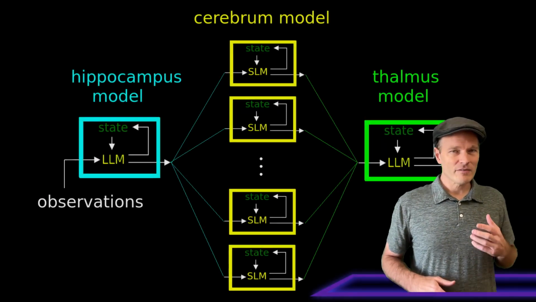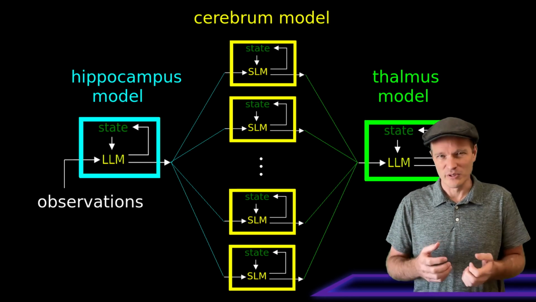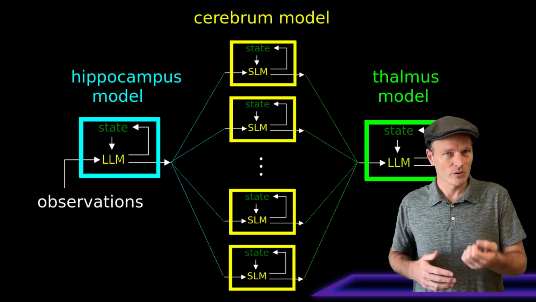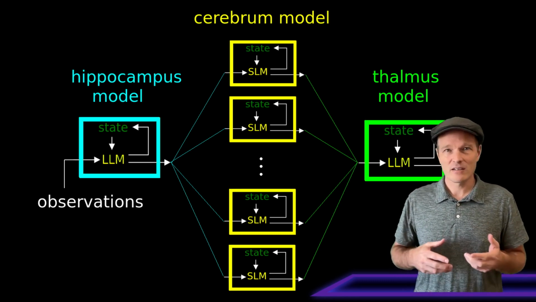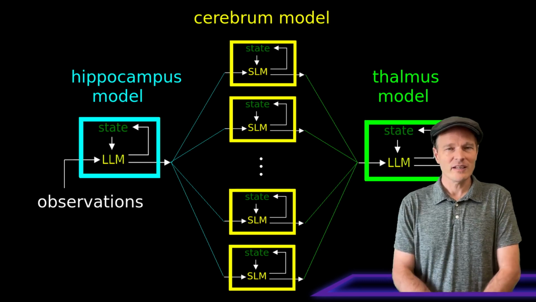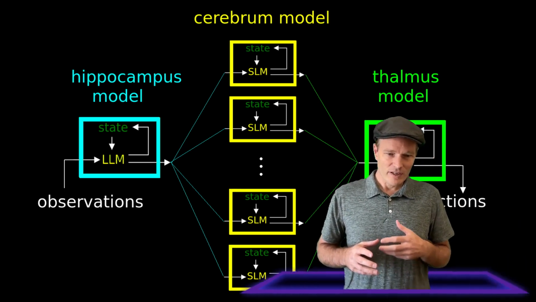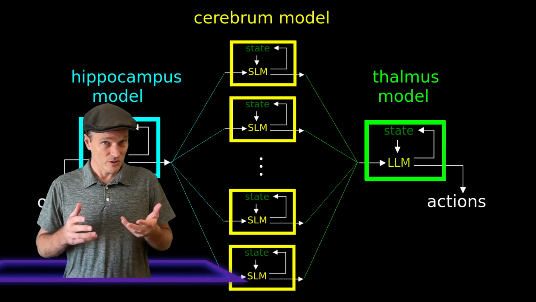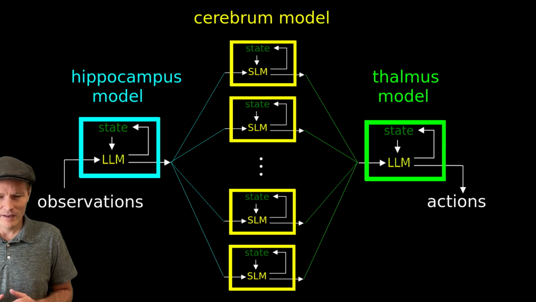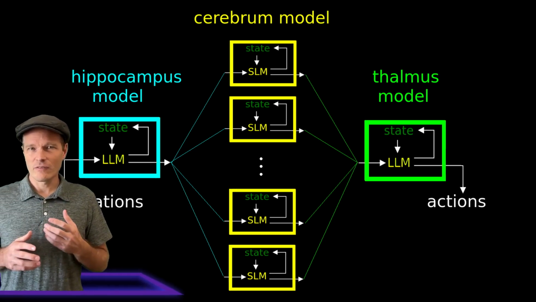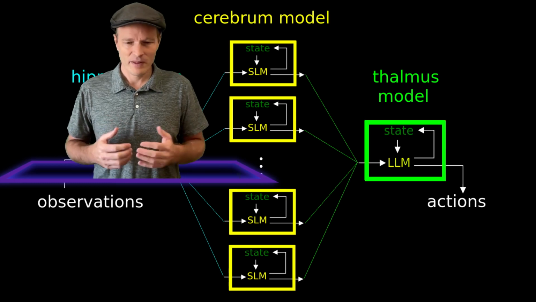But instead of having a whole bunch of hard-coded or pre-designed computer science components serving as each of the cortical columns, I'm proposing that we could take our large language model-based cognitive architecture and treat it as a cortical column. So in this particular architecture, we have a hippocampus model, which is built using the same cognitive architecture that has a large language model and state. And this would decide which of the cortical columns in the cerebrum model should currently get attention.